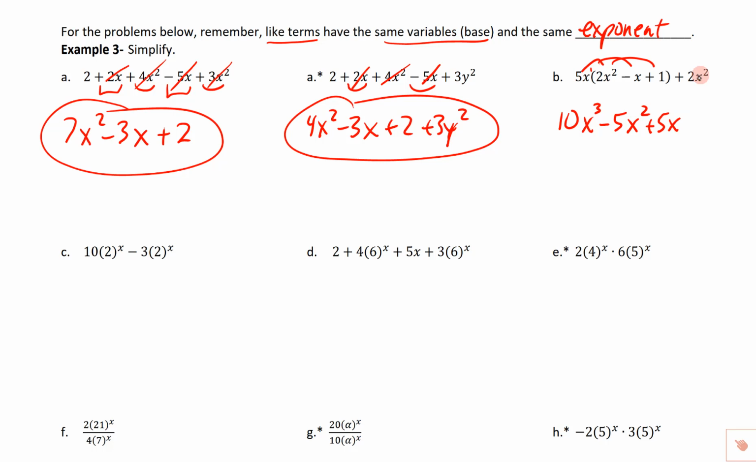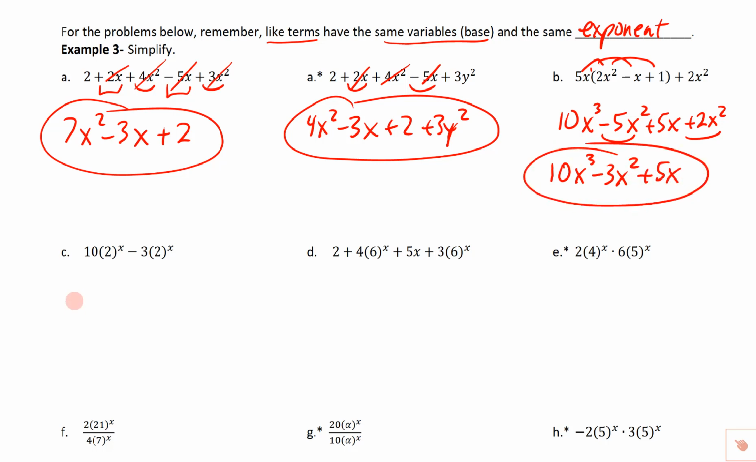Now, the reason we don't multiply this 2x squared by the 5x is it's not in the parentheses. It's only 5x times that stuff in parentheses. So we're going to put plus 2x squared. And then really the only simplifying that we can do once we get rid of the parentheses is just combine those like terms right there. So this is going to be negative 3x squared and then plus 5x. We'll go ahead and circle that, and then we'll take a look down here.